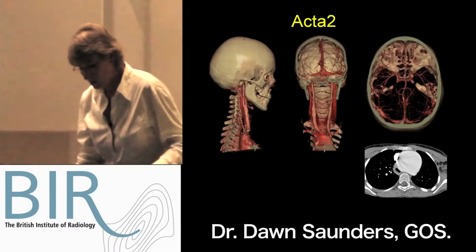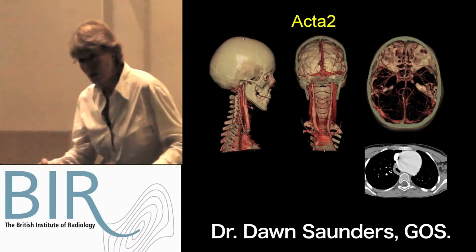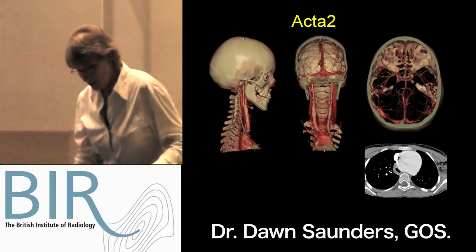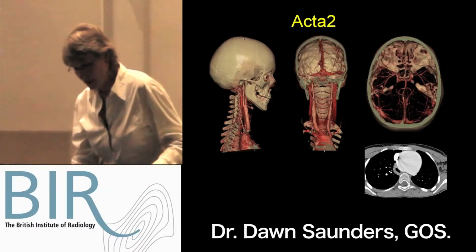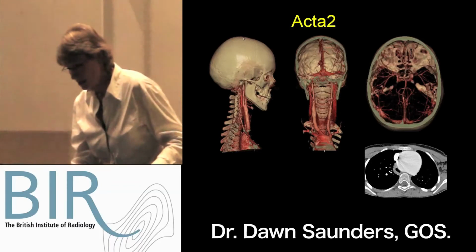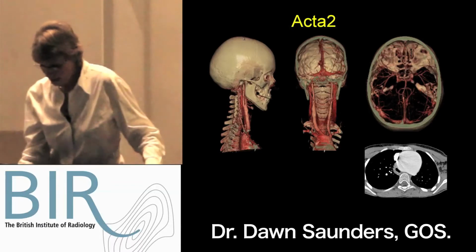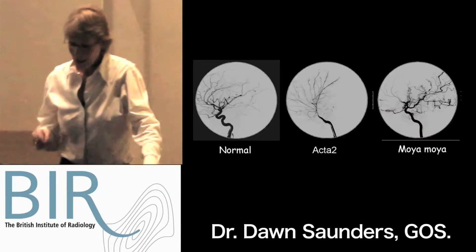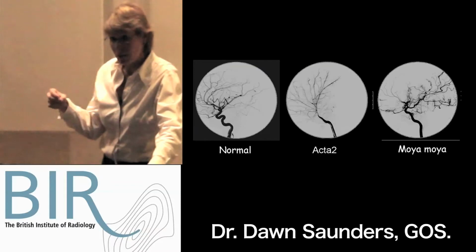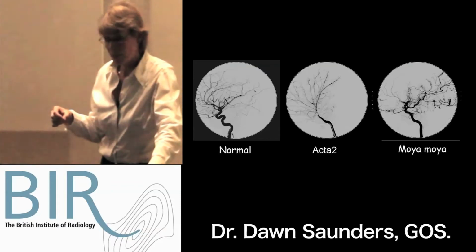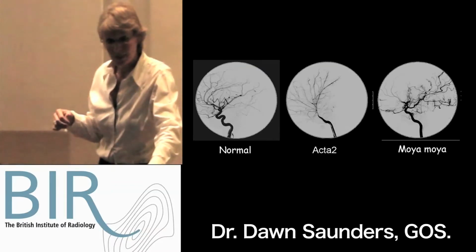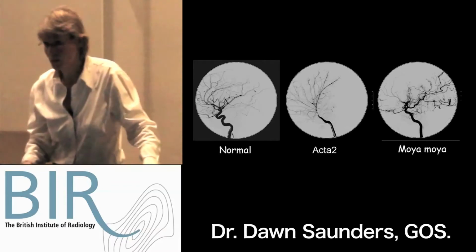This is a child who sadly died. The diagnosis was made retrospectively, and you can see that there's a dilatation of the common carotid artery and then the internal carotid artery as well, in association with an aortic aneurysm. And in the original ACTA2 papers, the cerebrovascular disease is described as a Moyamoya pattern.